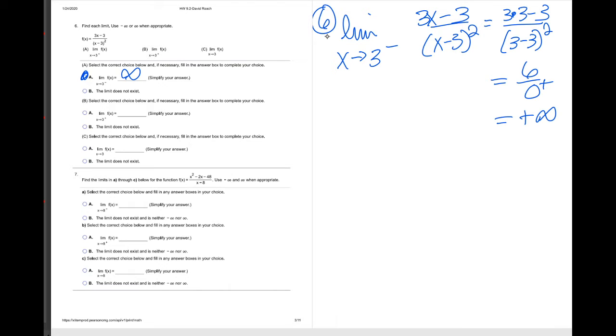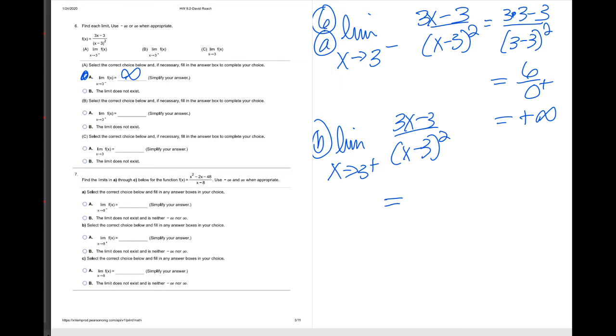All right, that was part A. For part B, now we're going to approach from the right, and this same thing happens. Because of that squaring, we're going to approach 6, and the bottom's going to be approaching 0 from the right-hand side. It would have been positive anyway, but we square it and it's still positive. So this is also positive infinity. This is a good example of a situation where we can say the limit actually exists at 3 because they're the same on both sides. So that's why we would say the limit is infinity.